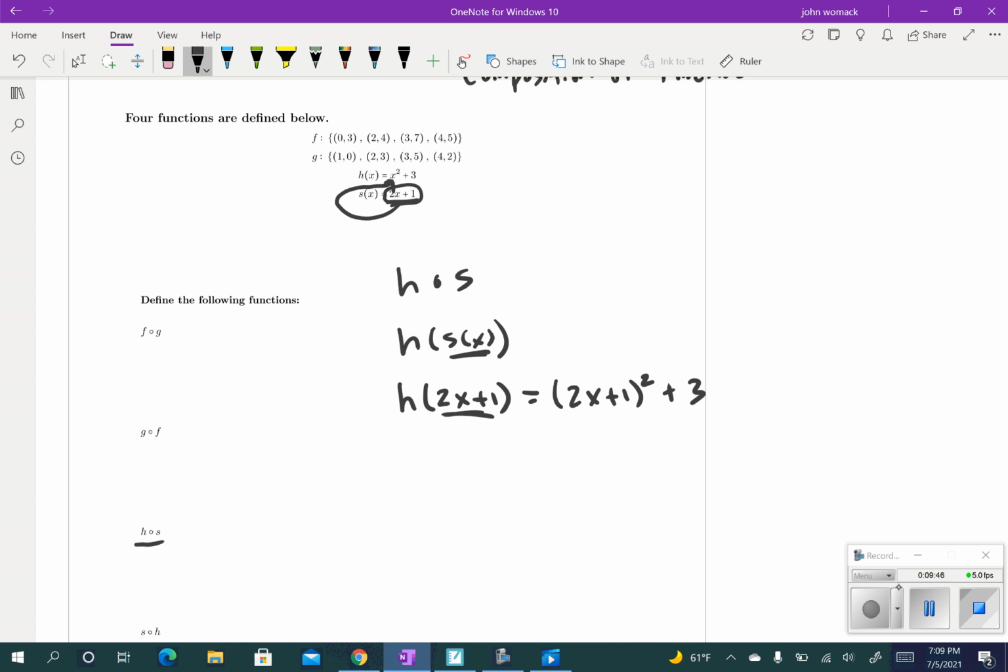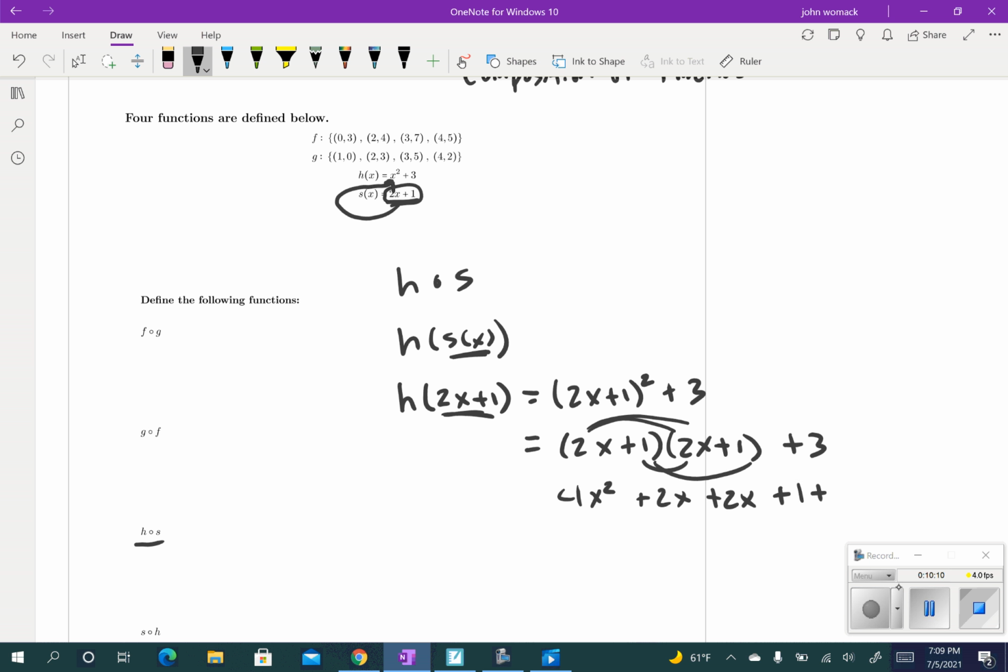And you could multiply that out if you wanted to. If it asked you to simplify it, you should multiply it out. If you do need to multiply it out, just remember, (2x plus 1) squared, we need to go (2x plus 1) times (2x plus 1). Or there's a shortcut if you remember. I'm just going to do it this way. This would be 4x squared plus 2x plus 2x plus 1, and we still have the plus 3. Sorry, plus 1 plus 3. That would be 4x squared plus 4x plus 4.